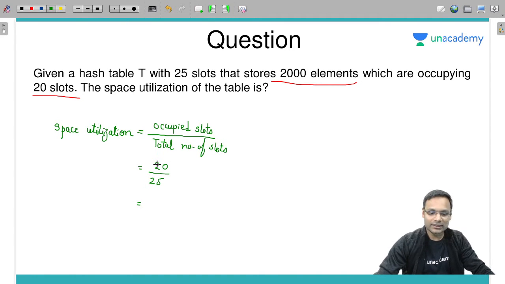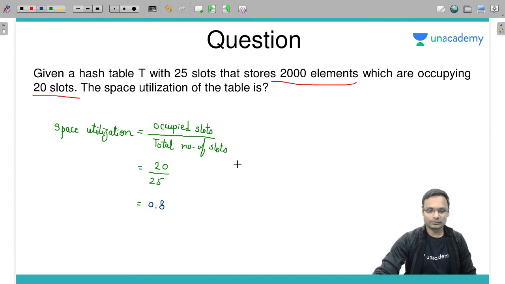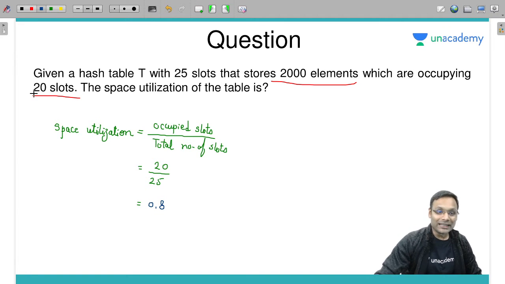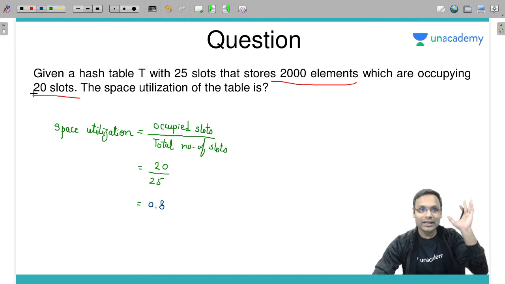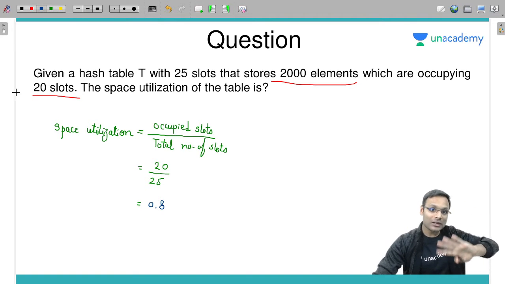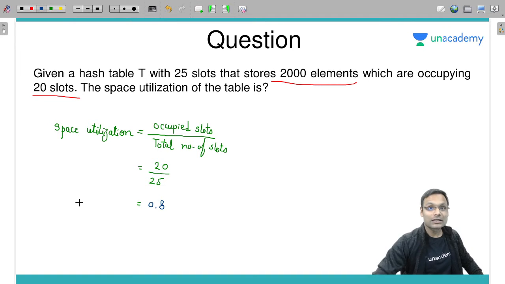आंसर आएगा कितना? 20 is how much of 25? 4 by 5, which is 0.8. 20 slots are only occupying the space. 5 slots are free among 25. 20 slots are only utilized to store 2000 elements. So space utilization is 80%, 0.8.